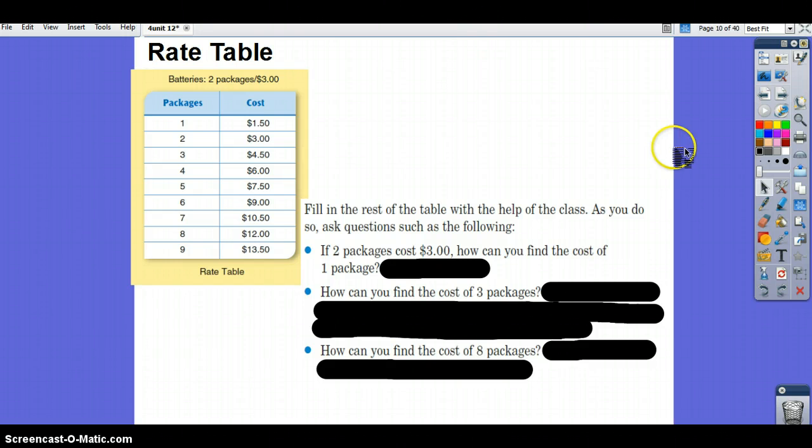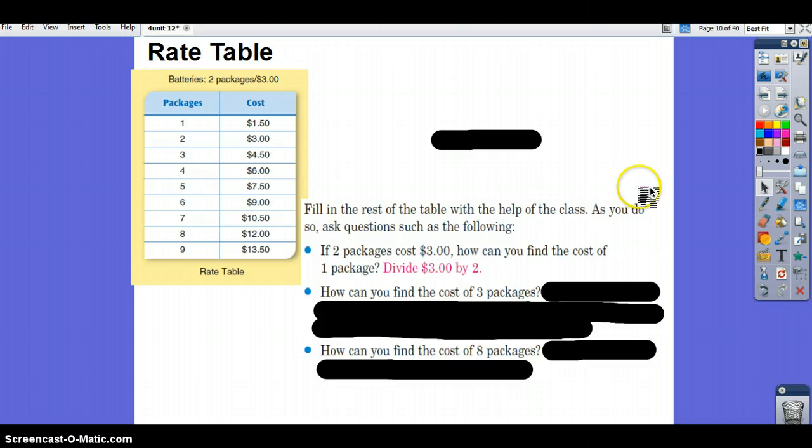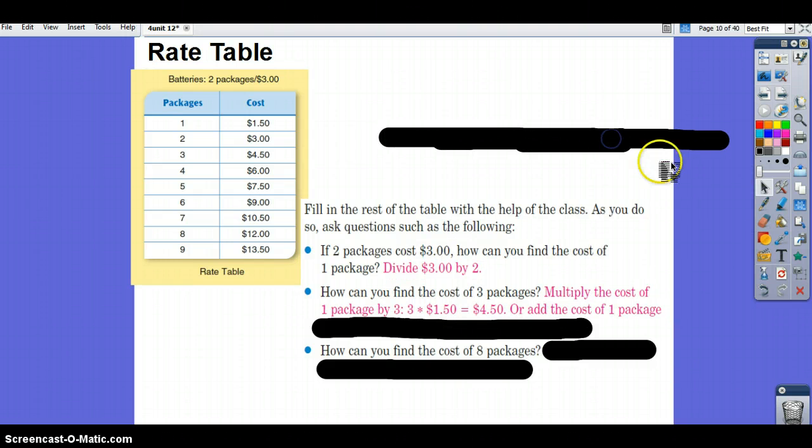So, look at the table, and I want us to fill it in together. So, if 2 packages cost $3, how can I find the cost of 1 package? Good. I divide 3 by 2. I cut it in half. How can we find the cost of 3 packages? Good. We're going to multiply the cost of 1 package by 3. So 3 times $1.50 equals $4.50.